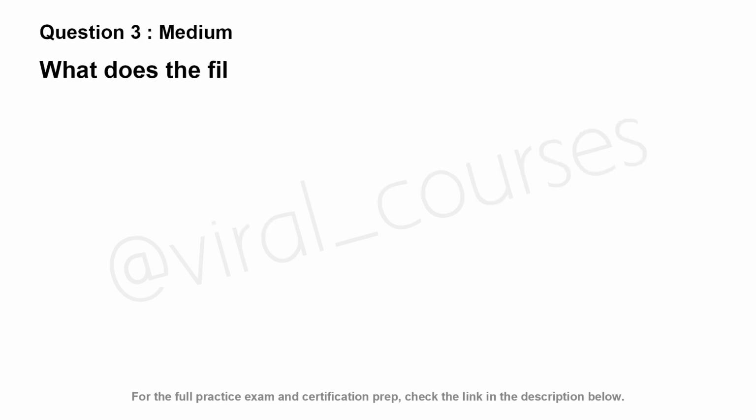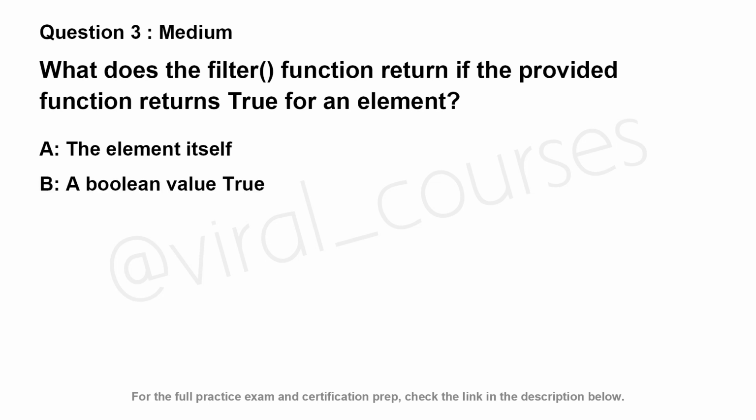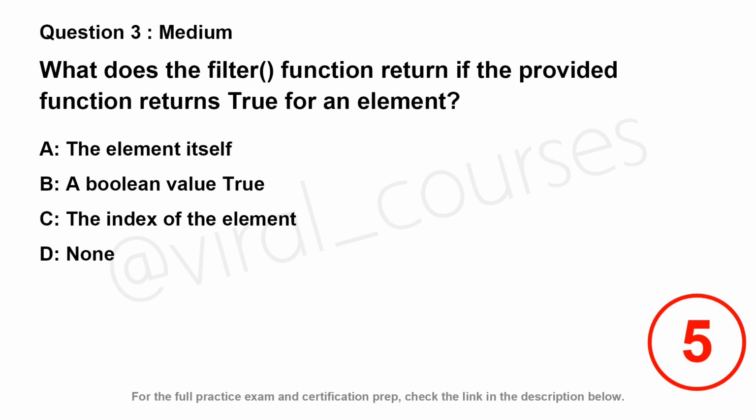What does the filter function return if the provided function returns true for an element? Option A, the element itself. Option B, a Boolean value true. Option C, the index of the element. Option D, none.